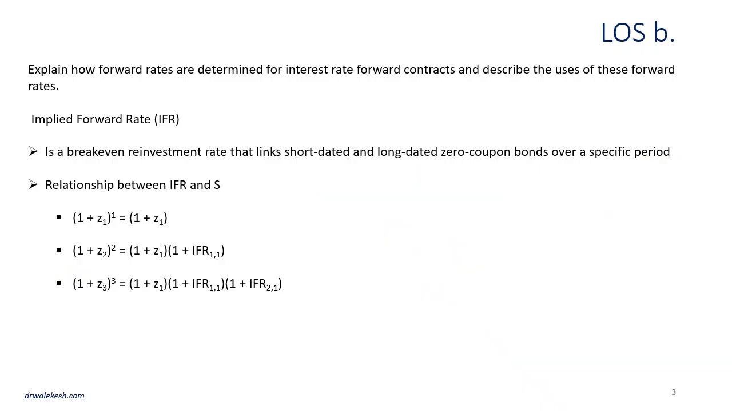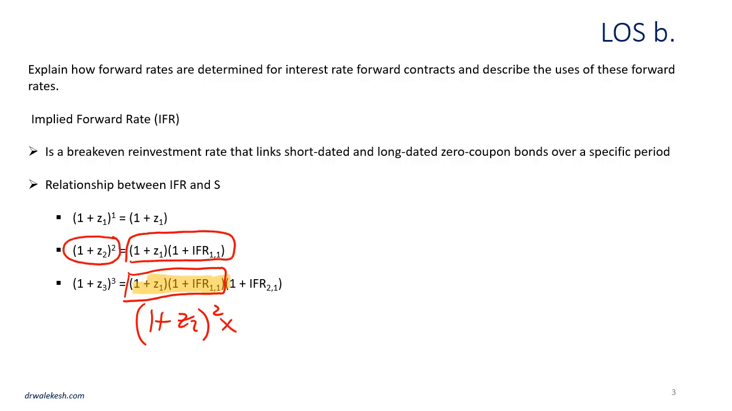It is worth noting that the whole of this, that's this now, is the same thing as 1 plus Z2 raised to power 2. If you disagree with me, you can look up here. So we can rewrite 1 plus Z3 raised to power 3 as equal to 1 plus Z2 raised to power 2 times 1 plus the implied forward rate in 2 years' time from now for 1 year.